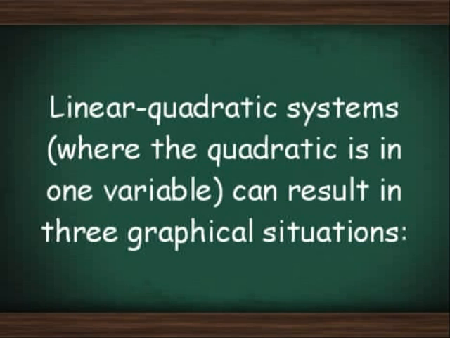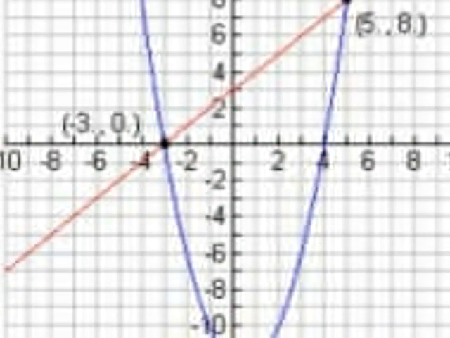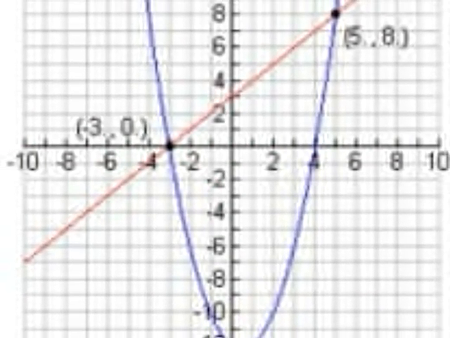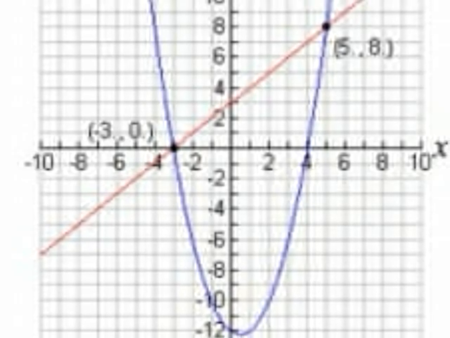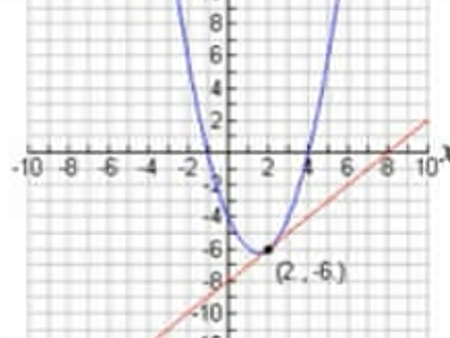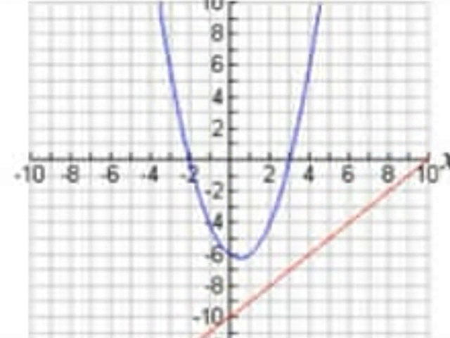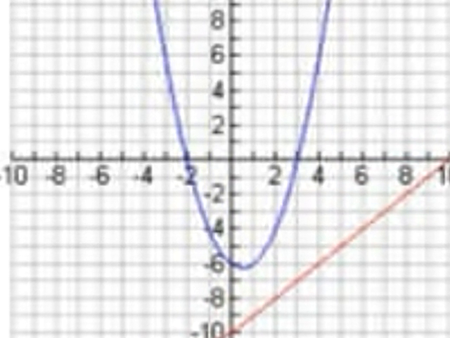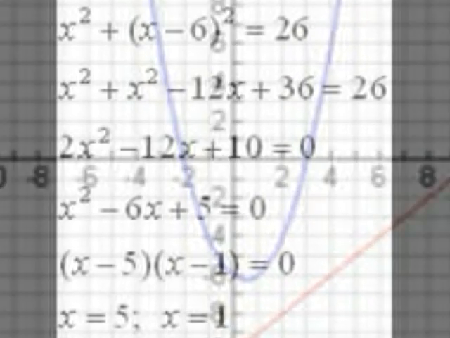There are three graphical situations that can result from a linear quadratic system where the quadratic is in one variable. The equations can intersect in two locations, and there will be two real solutions. The equations will intersect in one location, and there will be one real solution. Or, finally, the equations will not intersect and there will be no real solution.